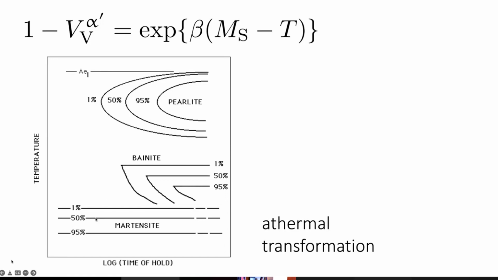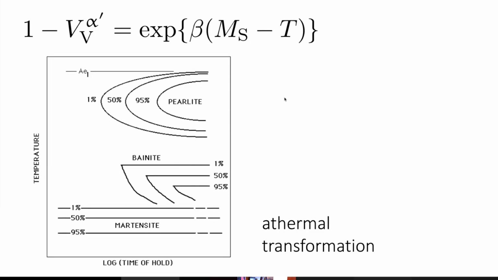And that athermal behavior can be explained by Koistinen and Marburger's famous equation, where this is the volume fraction of martensite. This is a constant, which is minus 0.011. This is the martensite-start temperature, and this is the temperature below Ms. Now, notice that there is no time in this equation. In order to get more martensite, you have to cool further. Okay, so this is called athermal transformation.